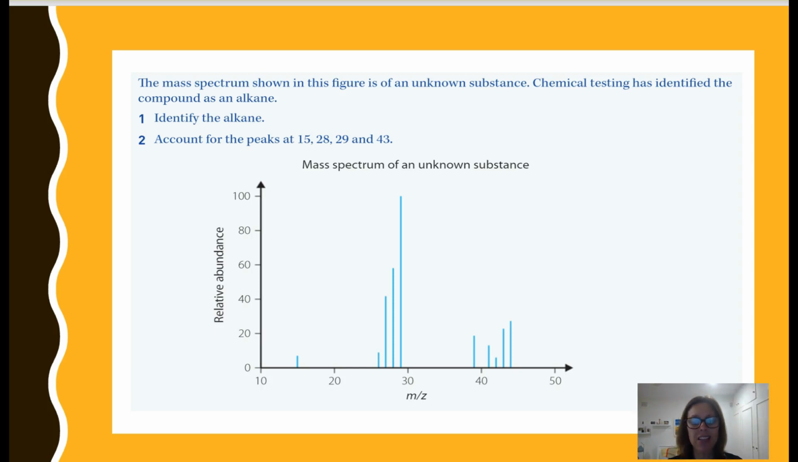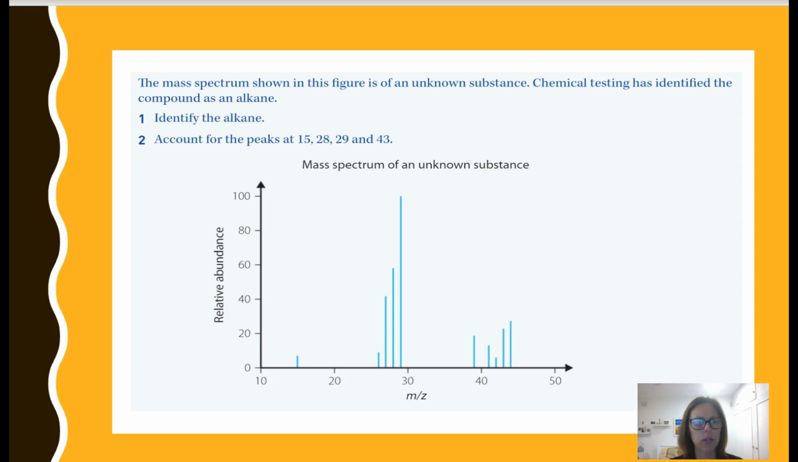That leaves us with the CH3 and CH2 remaining. A peak at 28 is an extra loss of a hydrogen there, which would bring me back to a CH2. And our peak at 15 is a CH3 ion on its own, so therefore we've lost the CH3, CH2.